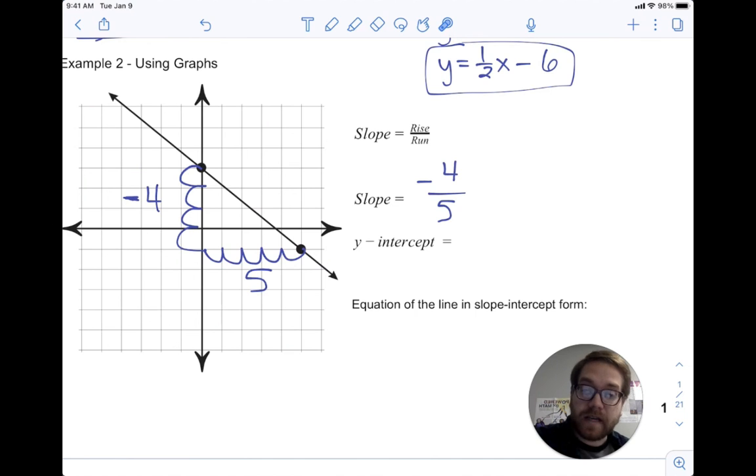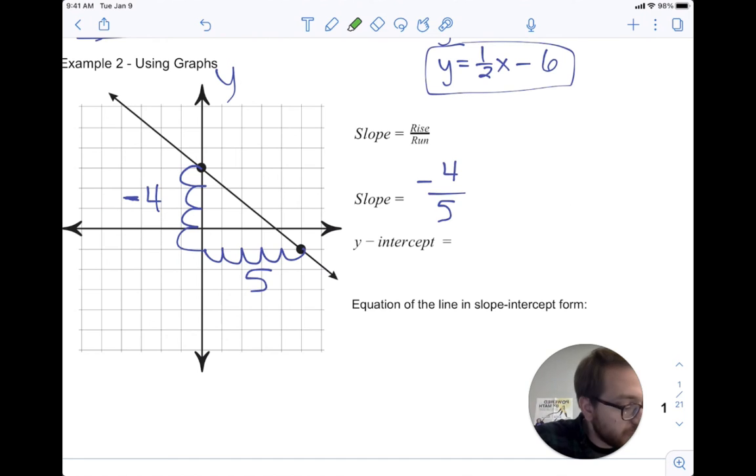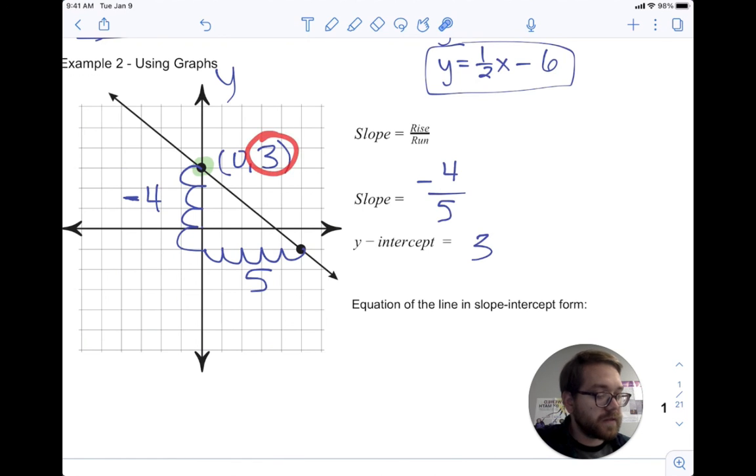Now the y-intercept is where the line is crossing the y-axis. Remember, the up and down axis is the y-axis. So this is my y-axis right here. And this point right here is where the line is crossing the y-axis. So what is that point? 0, 1, 2, 3. So this point is at (0, 3). And so the y-intercept is 3. It's a positive 3, right? Because that's where the y value is. That's where it touches the y-axis at 3.